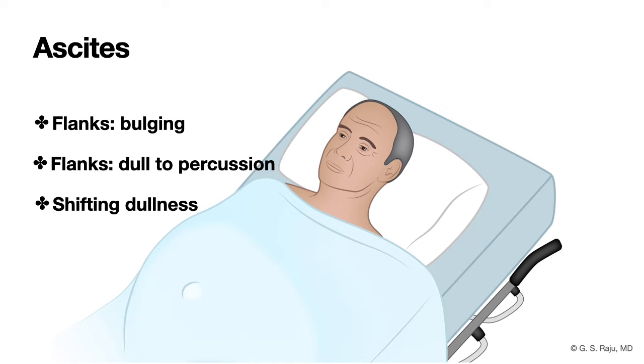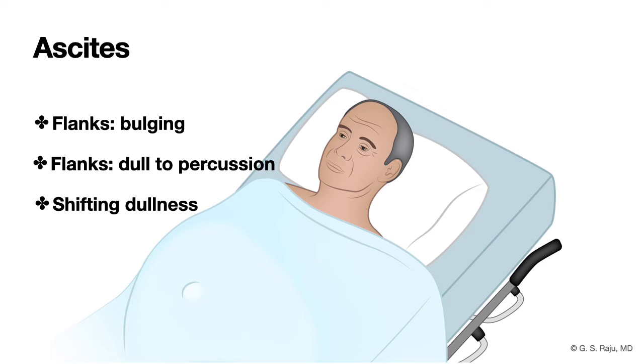So, how do you go about demonstrating shifting dullness? You percuss on the flanks. Normally, flanks are dull, but if the dullness extends up to a higher level, then you ask the patient to turn from supine to either right lateral or left lateral position and percuss again. And if the dullness resolves and becomes tympanic, you know that the bowel loops floated up and fluid has drained to the other side, resulting in shifting dullness.